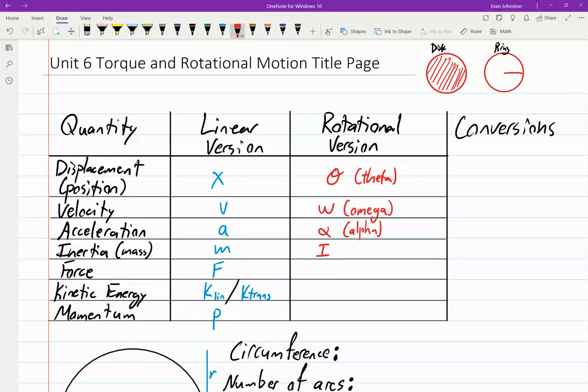It's capital I. This is actually called the moment of inertia. Inertia is mass. Moment is kind of an inappropriate word. It makes me think of time usually, but moment just means how it is distributed in this case.